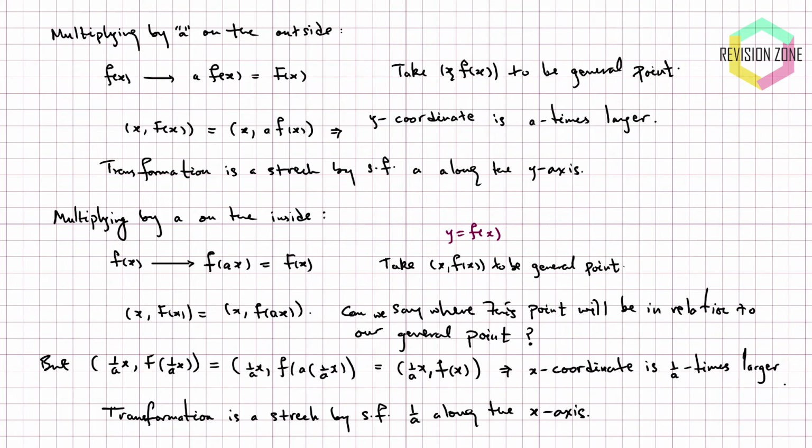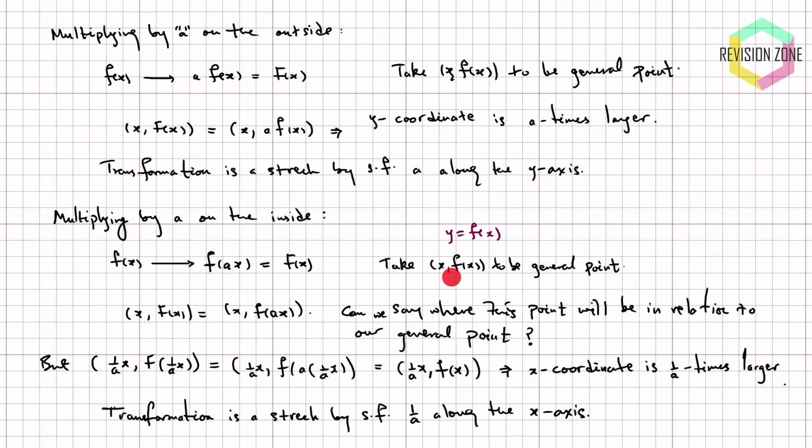Let's take a look at the transformation where a happens to be on the inside. So our capital F of x is defined as f of a times x, where the f in this case is obviously lowercase. So we again want a generic point on the graph of our uppercase F function, and we're going to use the relationship between lowercase f and uppercase F to be able to write that. So the same question is now posed, which is, can we actually say where this point will be in relation to our general point? So if our general point is x, lowercase f of x on our graph of the lowercase f function, can we say where this point is going to be in relation to this point here? And the answer is, in this case, no.